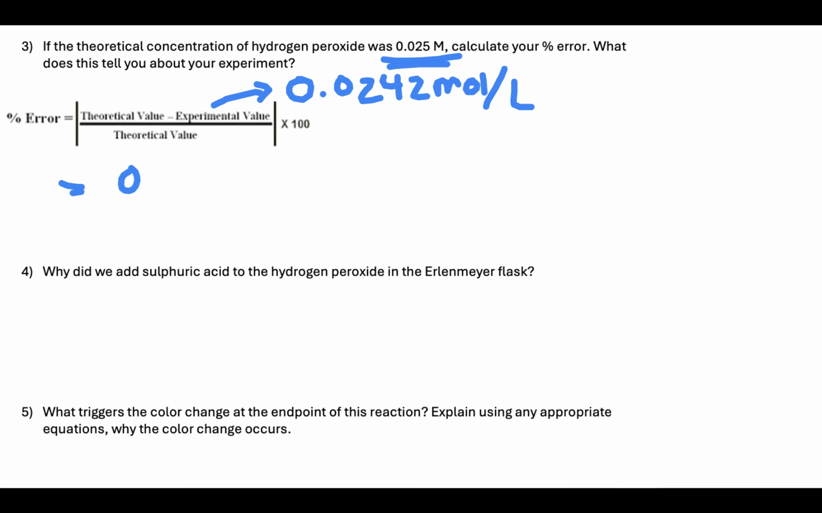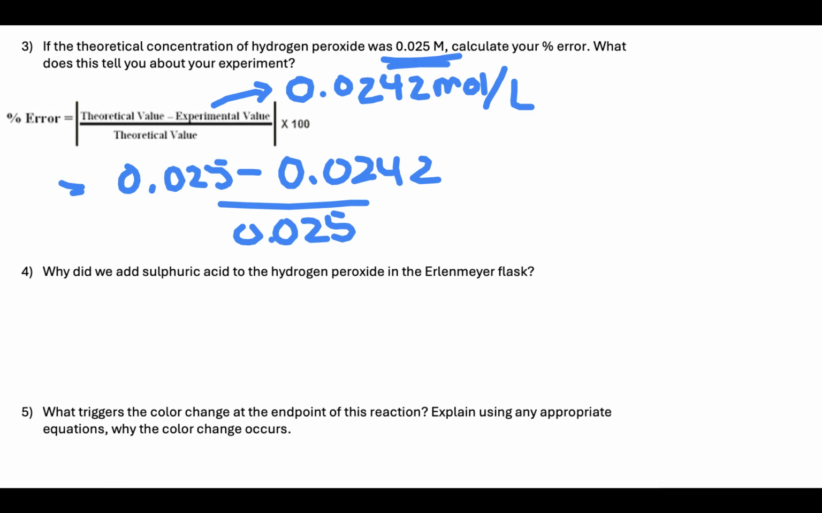So now I can calculate my percent error. And the theoretical value has to be given to you. And then we'll multiply this by 100. So let's go ahead and do that. So I have 0.025 minus 0.0242 divided by 0.025 times 100, and I have my percent error is 3.2. So that's pretty good. Usually you want to be between 0 and 5. So if you're closer to 0, the better, because that means you're not wrong.